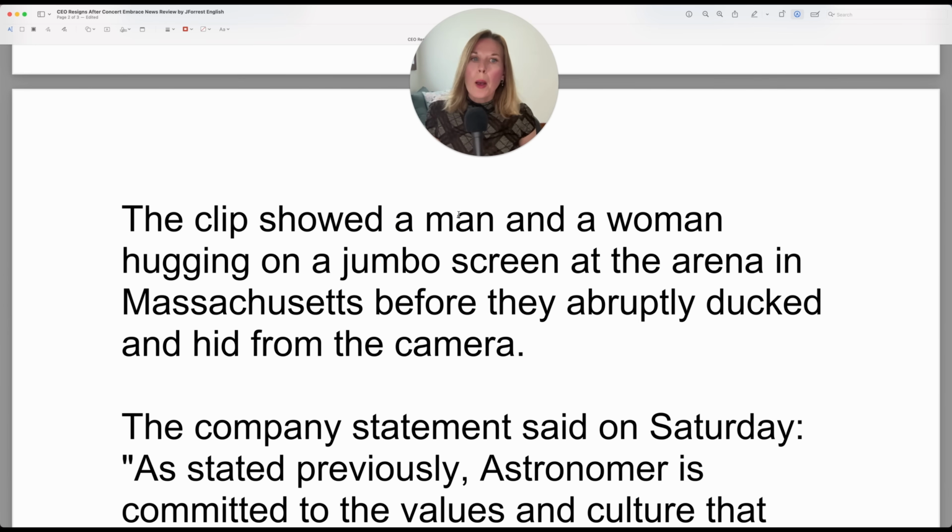"The clip showed a man and a woman hugging on a jumbo screen at the arena in Massachusetts." So remember jumbo screen, and before we saw big screen, and then I shared there's one word as well. Do you remember what that one word is? Jumbotron. So all three are commonly used. These are the giant screens you find at concerts or sports events. Remember that Jumbotron is one word that replaces two. So you don't say Jumbotron screen. You just say a Jumbotron at the arena in Massachusetts.